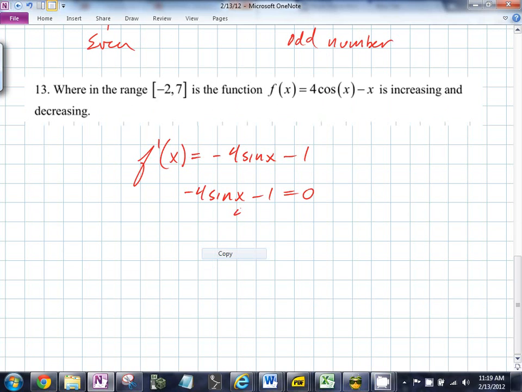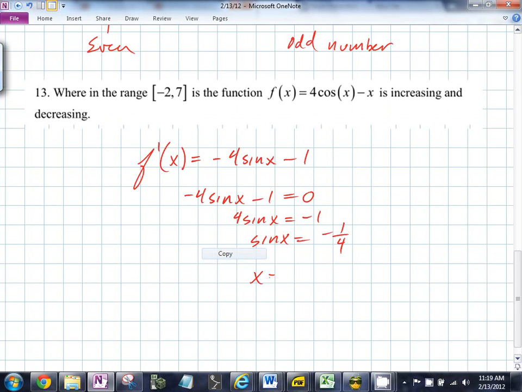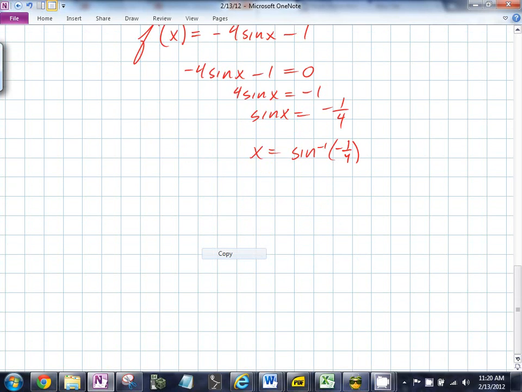So 4 sine x is equal to negative, well, I moved the negative over too. So you have sine x is equal to negative 1/4. So x is equal to the sine inverse of negative 1/4, correct? And the thing is, is that a nice trig value? No, I don't think it is. I can't think of anything creatively in my head, so you'd have to use your calculator.